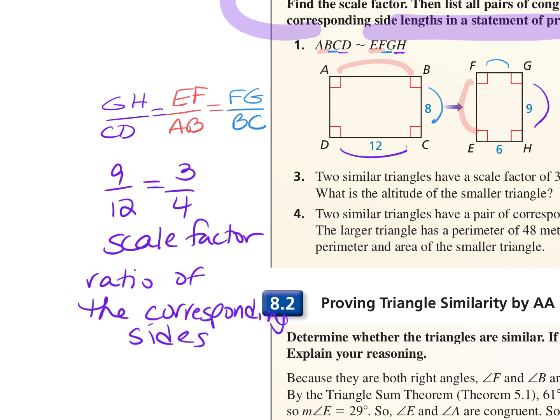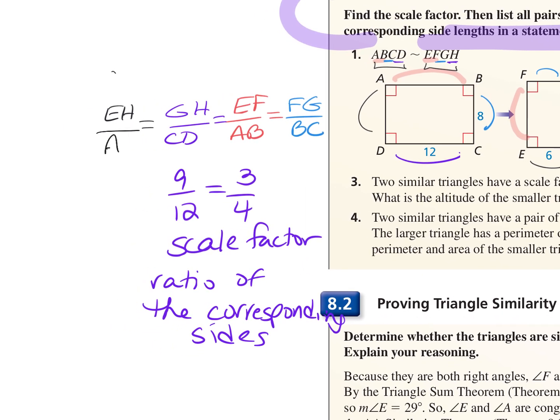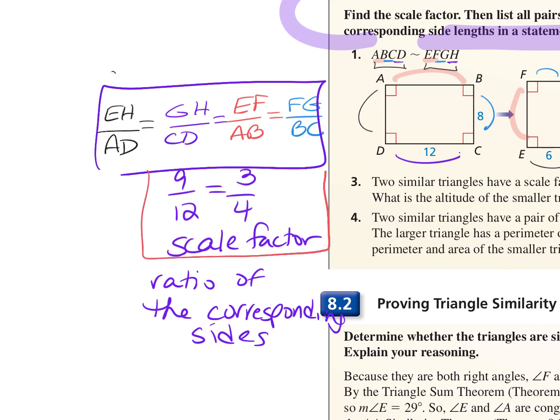And then I have to match one last side here, and that could have been the beginning to the end, the AD to the EH. So AD and then EH. EH had a number, but AD didn't. But I can still put it in my statement of proportionality. So EH and then the AD. So this would be my statement of proportionality that I'm boxing in purple. This is my scale factor that I'm boxing in red.